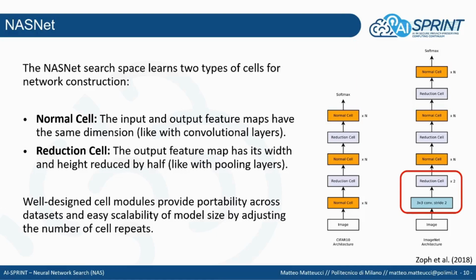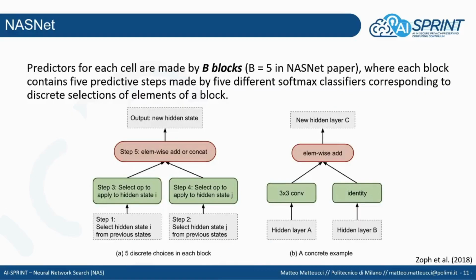For instance, in the work of Zoph and colleagues in 2018, a model was trained on CIFAR10, which is a rather simple dataset, and once the cell was trained on this model, it was ported to a more complex dataset like ImageNet that we have seen before. So once we have a cell, we can build a new network by combining this cell.